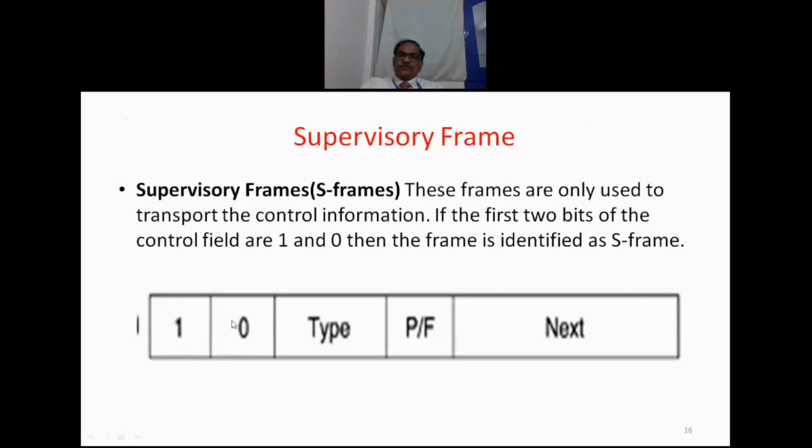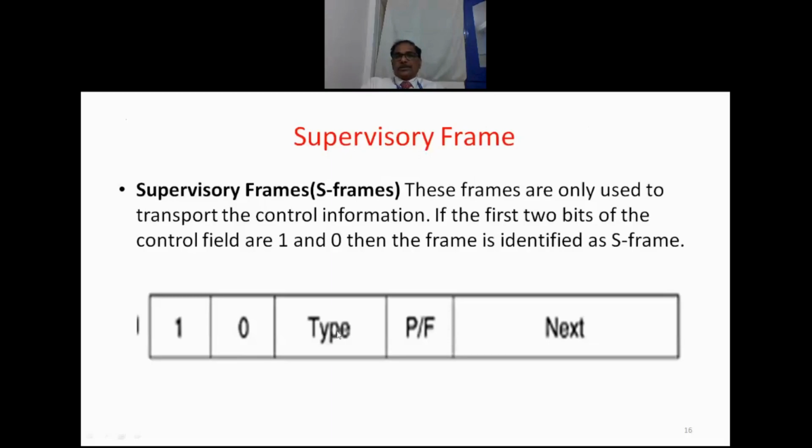So that is about the supervisory frame. Generally, supervisory frames come from the receiver to the sender. What is the use? Out of 8 bits, the poll/final is 1 bit, 3 bits are next, and 4 bits include the 1 0 bits, so the type is 2 bits. Then there are 4 types; the supervisory frame has 4 types.